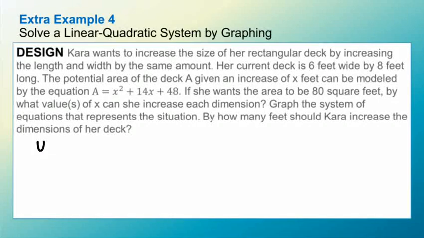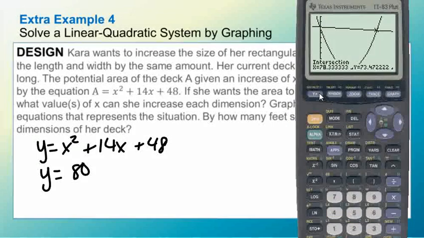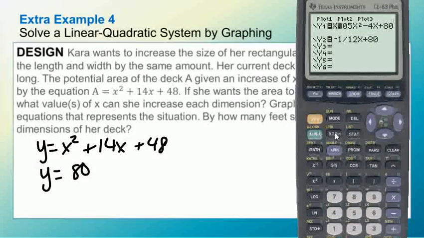So our system of equations is y equals x squared plus 14x plus 48, and the other one is y equals 80, because we need to get to 80 square feet. So we grab our calculator again, go to our y equals, and enter x squared plus 14x plus 48. We delete everything else. The other one is going to be 80.